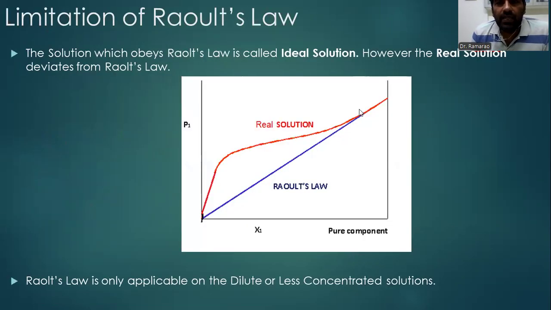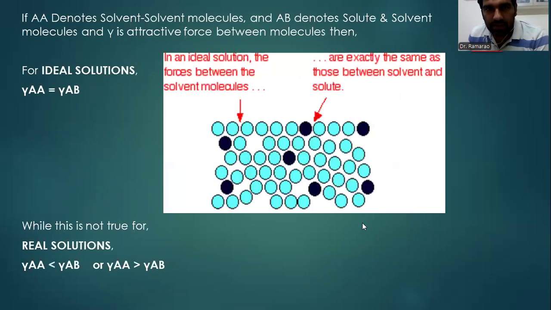So limitations. There are certain limitations for Raoult's law. The solutions which obey Raoult's law are called ideal solutions. However, the real solutions, meaning non-ideal solutions, deviate from Raoult's law. Raoult's law is only applicable to dilute or less concentrated solutions. So here, in this case, AA represents solvent-solvent molecules. AB represents solute-solvent molecules. Gamma is the attractive force between molecules. Then gamma AA equals gamma AB for ideal solutions.